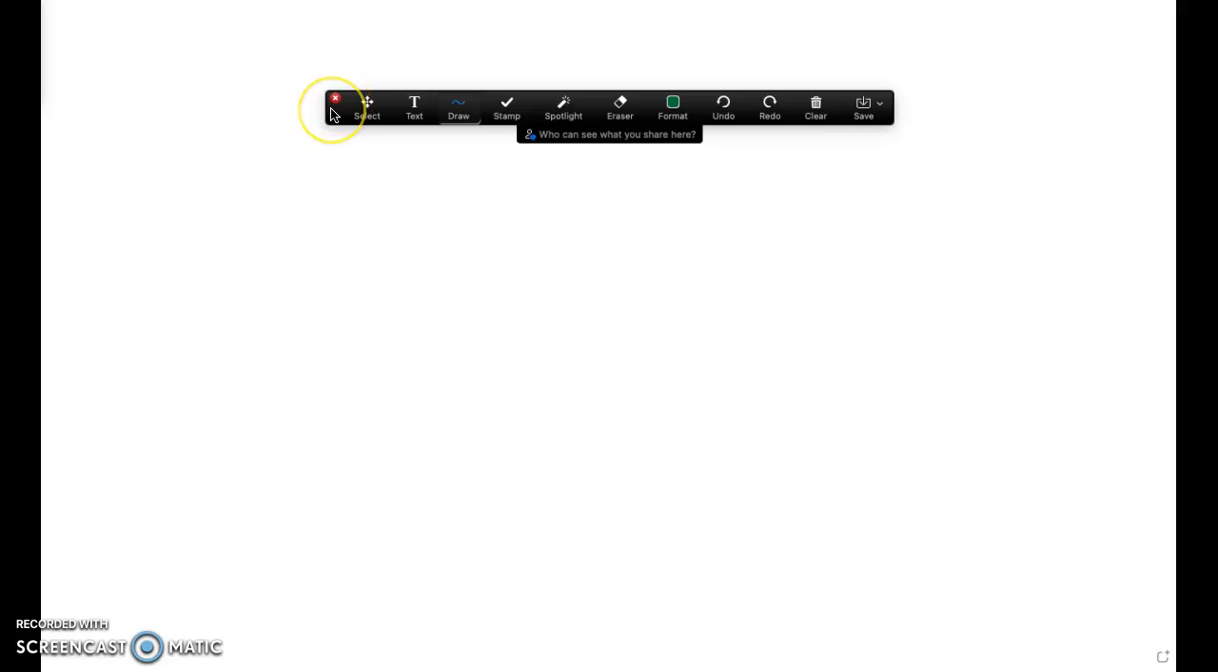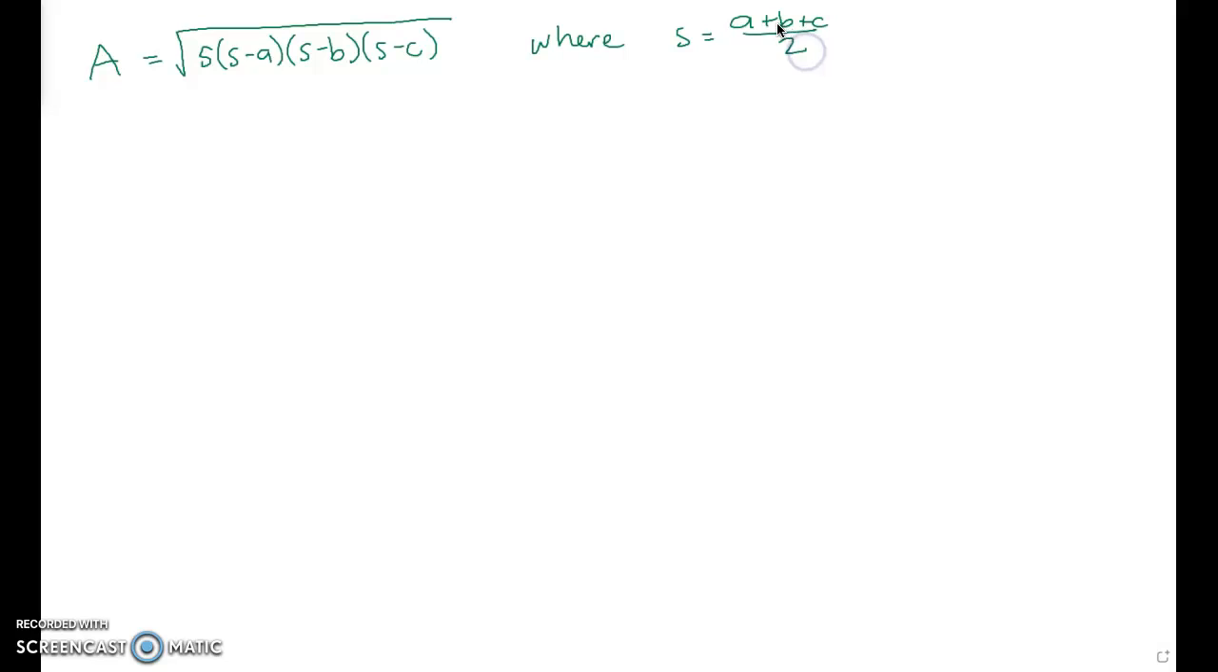So, Heron's formula is the area of a triangle, or A, equals the square root of S times S minus A times S minus B times S minus C, where S equals A plus B plus C divided by 2. So that's what we're given.